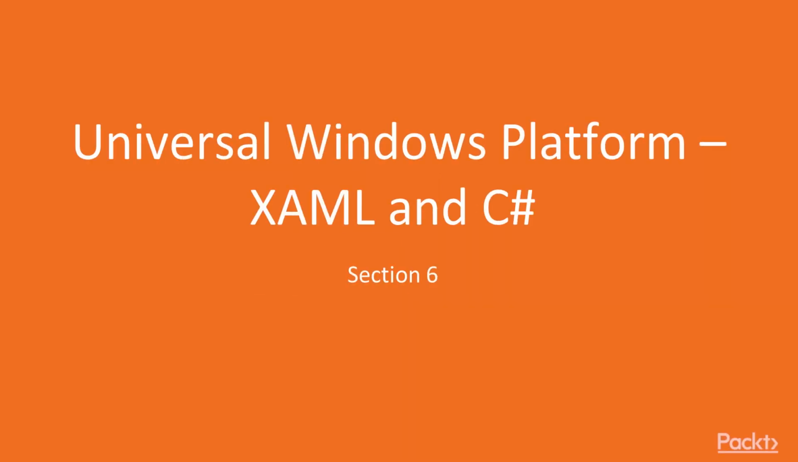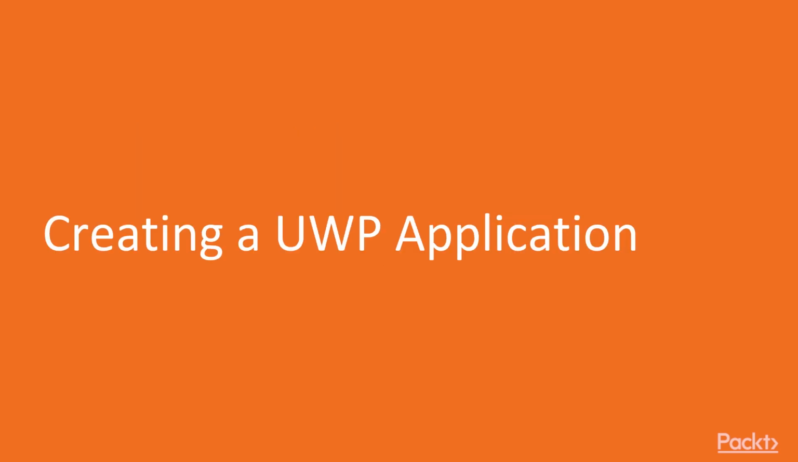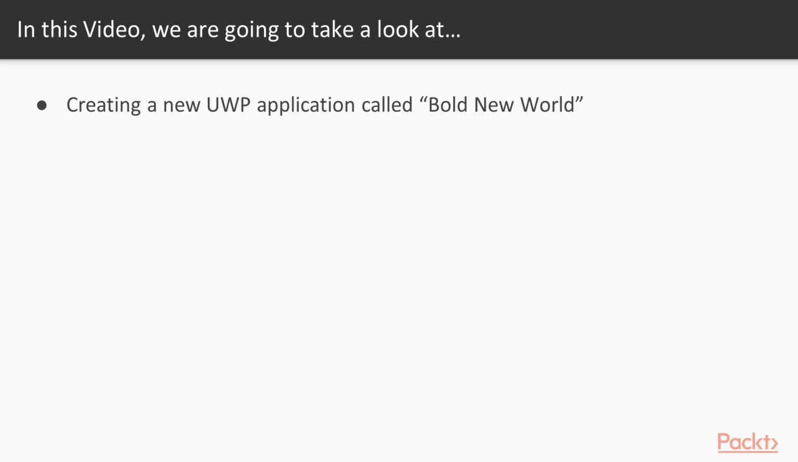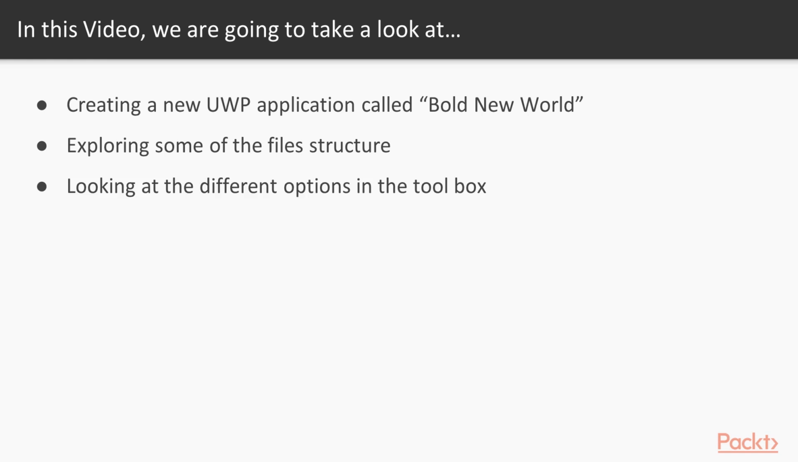Section 6, Universal Windows Platform, XAML, and C#. Create a UWP application. What are we going to do in this video? We're going to create a new UWP application called Brave New World, and we will explore some of the file structures used in UWP. We're also going to look at the different options in the toolbox.